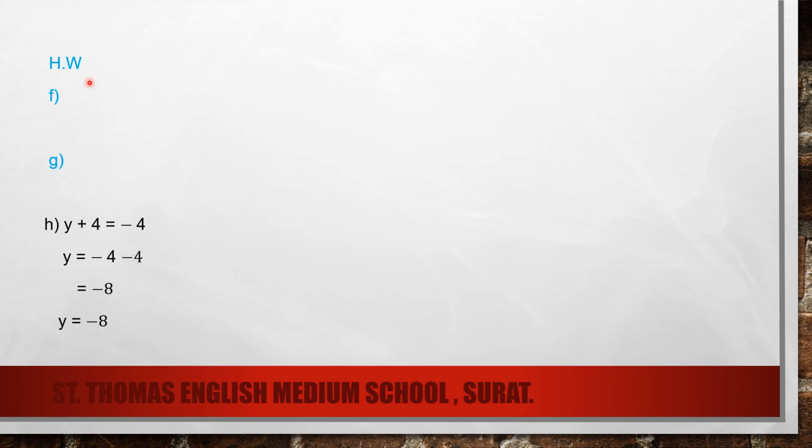Question number F and G, again you can do it as homework. This is very easy only. Question number H, y plus 4 is equal to minus 4. This is a plus 4. If it goes here, it becomes minus 4. Minus 4, both are negative numbers. You have to add 4 plus 4, that is 8, and put the minus sign. So y is equal to minus 8.